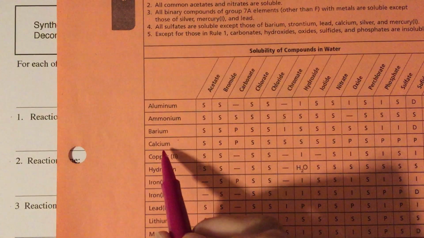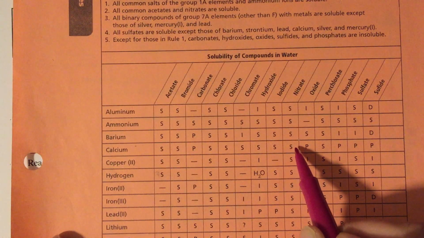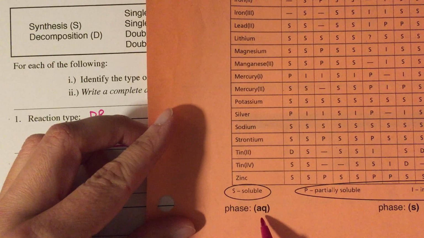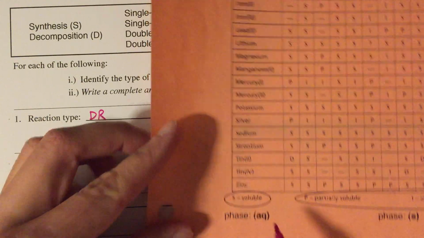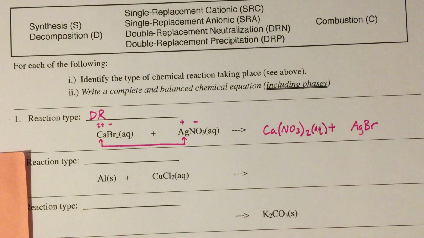cations are on this side. So I find calcium and then nitrate. It says S, which, be careful. S down here means soluble, which actually corresponds to the phase of aqueous because it means it can dissolve. So I'm going to put an AQ there.